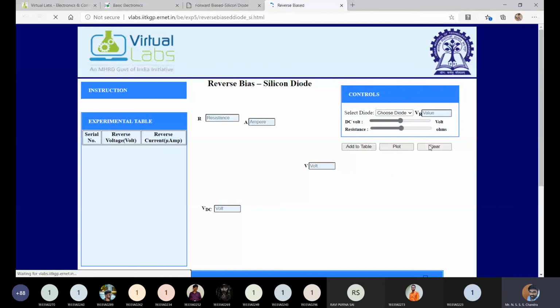Once you are free today, just check this website, VLabs, virtual labs. You can simply type it in Google and get this. Something like you do your experiment at your home.